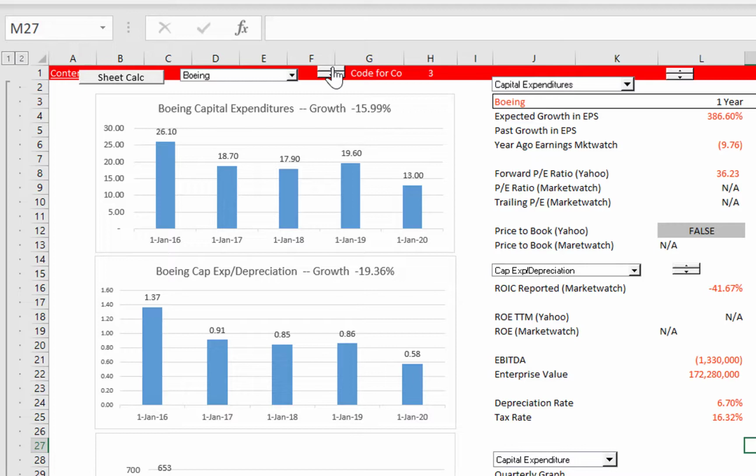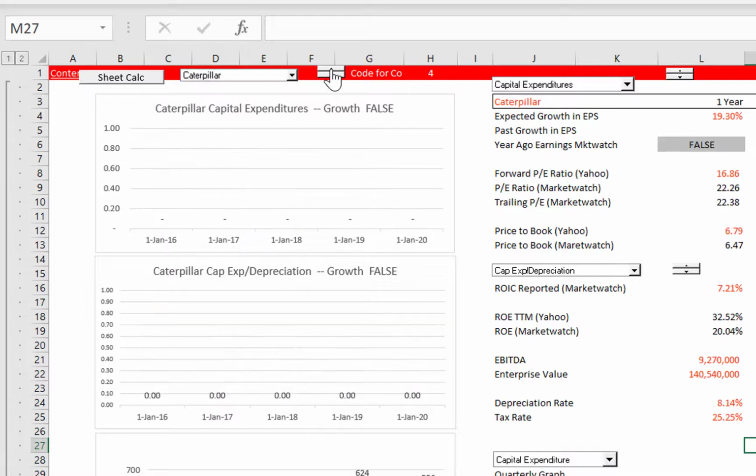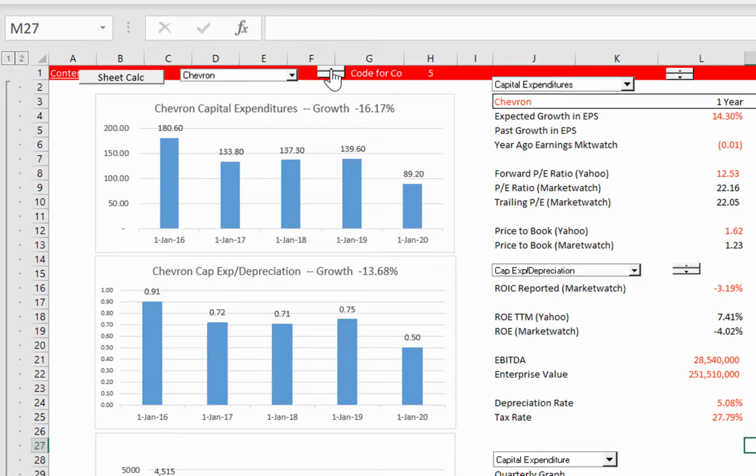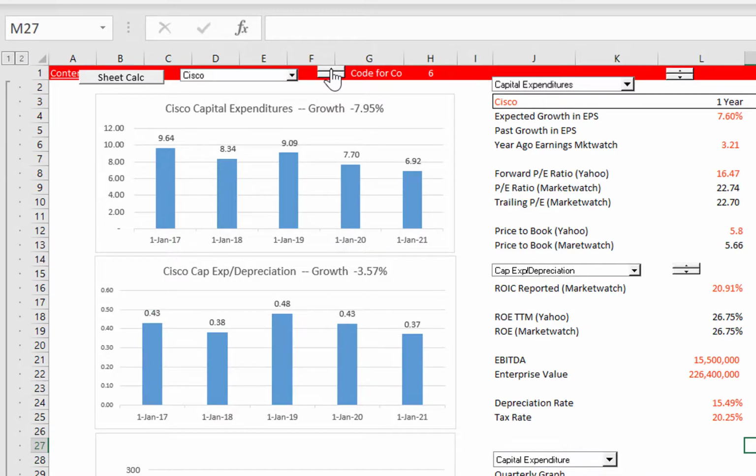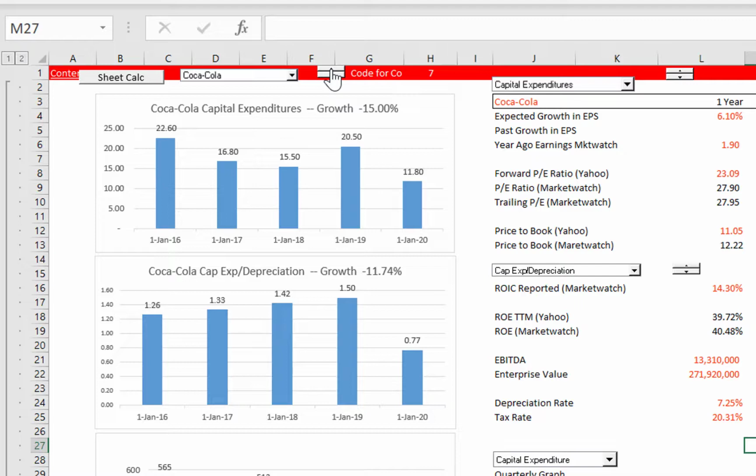Then we'll go to Boeing. Their capex has gone down, and their capex to depreciation has gone down. We didn't get it. I wonder why. For Caterpillar, for Chevron, it's gone down. Cisco, a little bit down. Coca-Cola capex to depreciation was kind of going up a little bit, not nearly corresponding to any growth. So how are they going to grow their earnings?